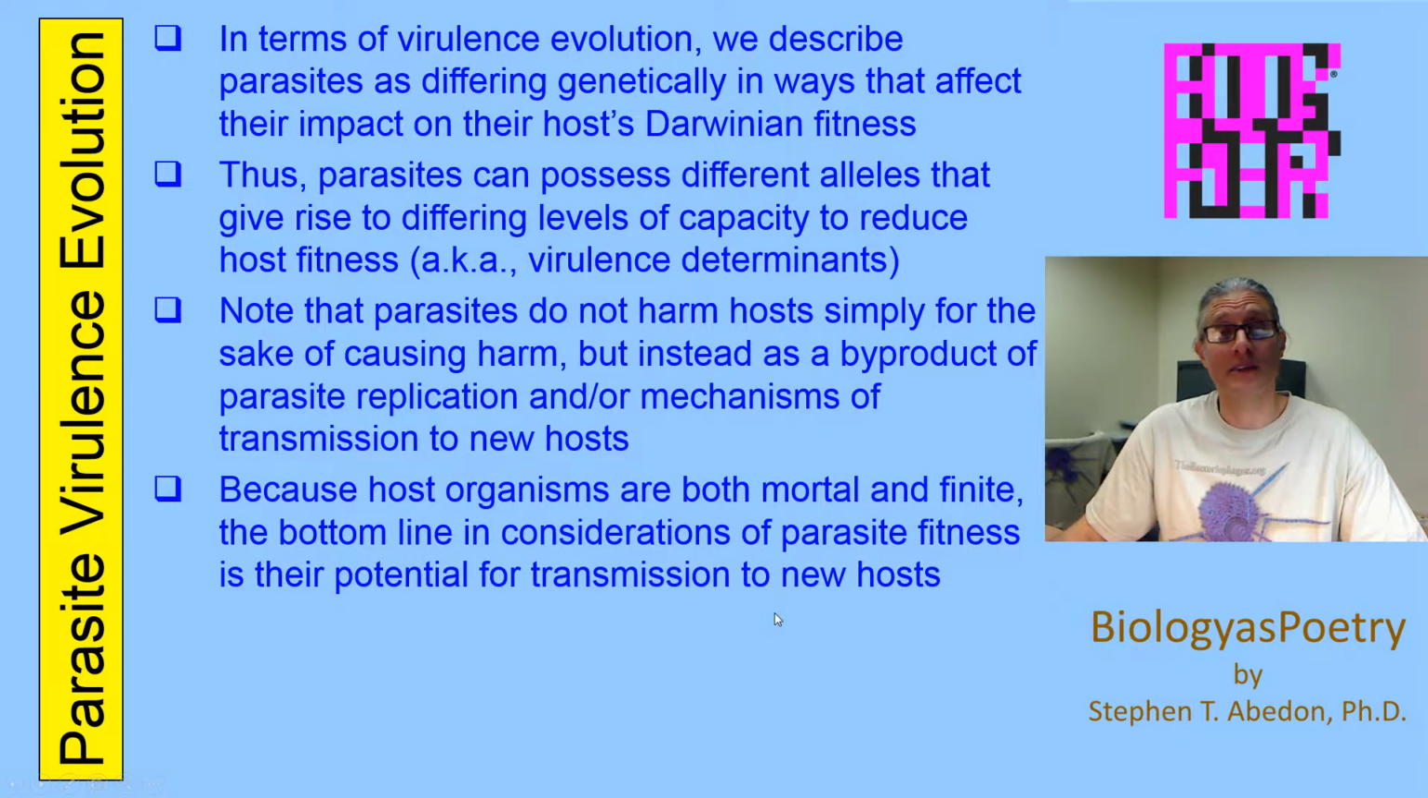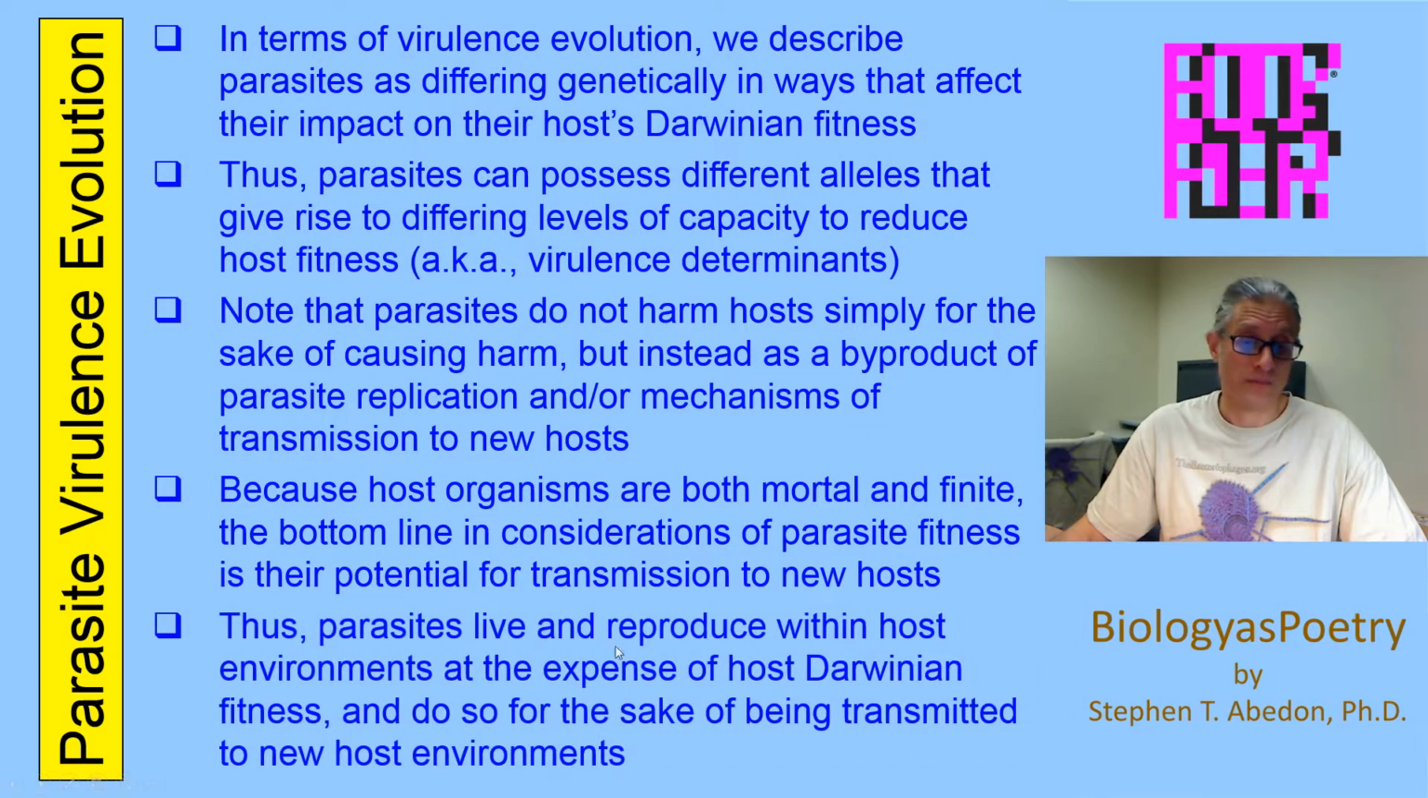So the bottom line for a parasite's fitness is whether or not it's able to eventually find a new host. If it can't release progeny that go on to find new hosts, then the parasite's fitness is essentially zero. Thus, parasites live and reproduce within host environments at the expense of host Darwinian fitness. They make the host sick, and they do so for the sake of being transmitted to new host environments. The extent to which a parasite is transmitted to new hosts really defines the parasite's fitness. Again, if the parasite is unable to be transmitted to new hosts, then its fitness is essentially zero.